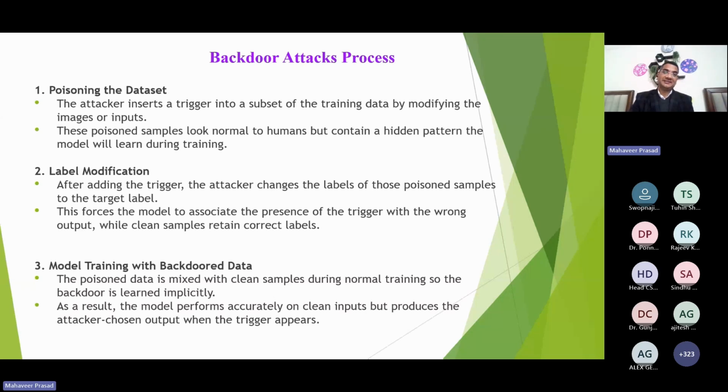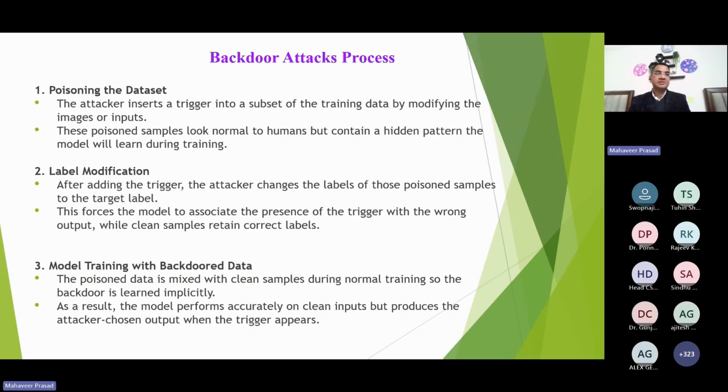In poisoning the dataset, the attacker inserts a trigger into a subset of the training data by modifying the image or the input, as I showed you in the image. These poisoned samples look normal to humans, but contain a hidden pattern the model will learn during training.